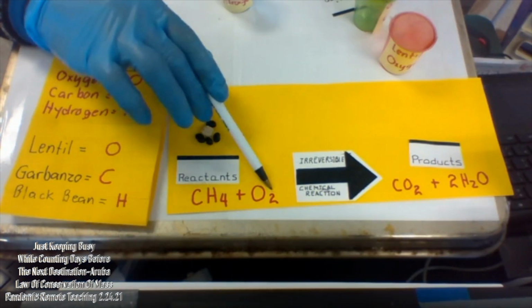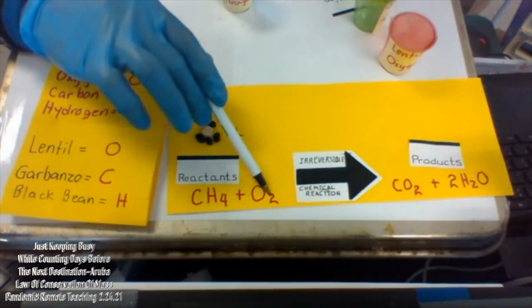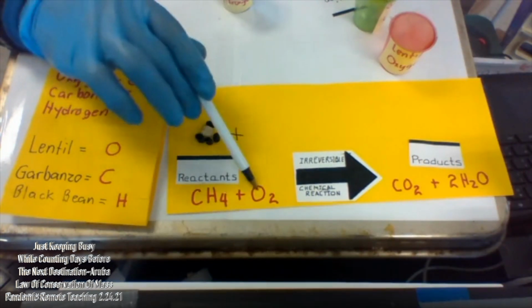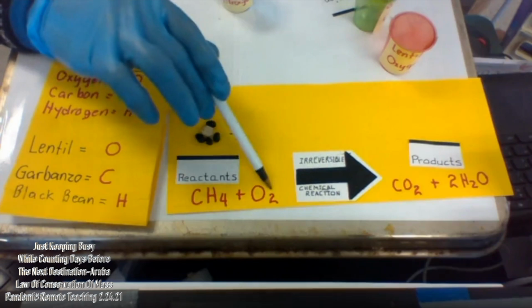Waiting. How many oxygen? Here I need 4 hydrogen, but here how many oxygen do I need? What's this number?